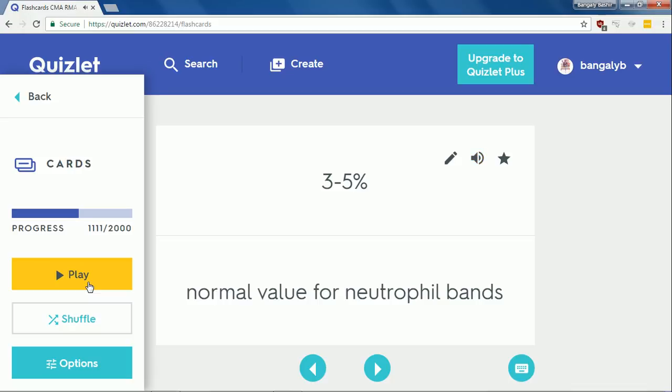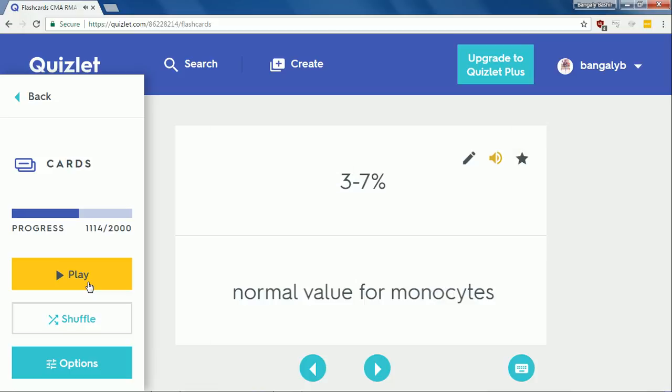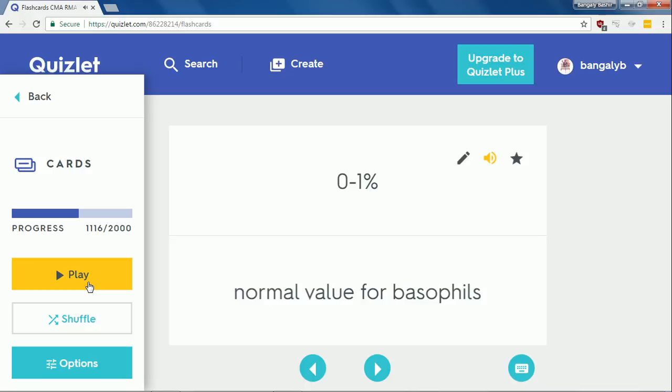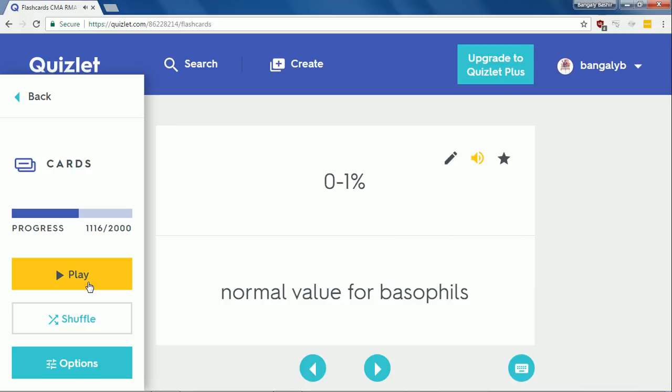Three to 5%. Normal value for neutrophil bands. 54 to 62%. Normal value for neutrophil segs. 25 to 33%. Normal value for lymphocytes. 3 to 7%. Normal value for monocytes. 1 to 3%. Normal value for eosinophils. 0 to 1%. Normal value for basophils.